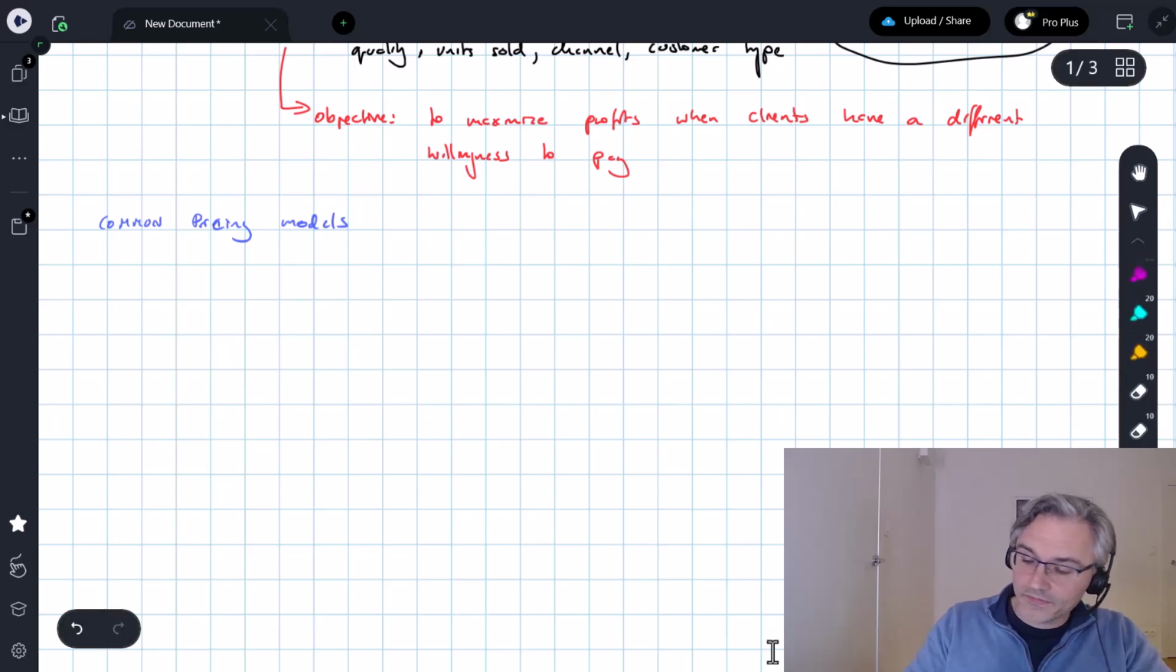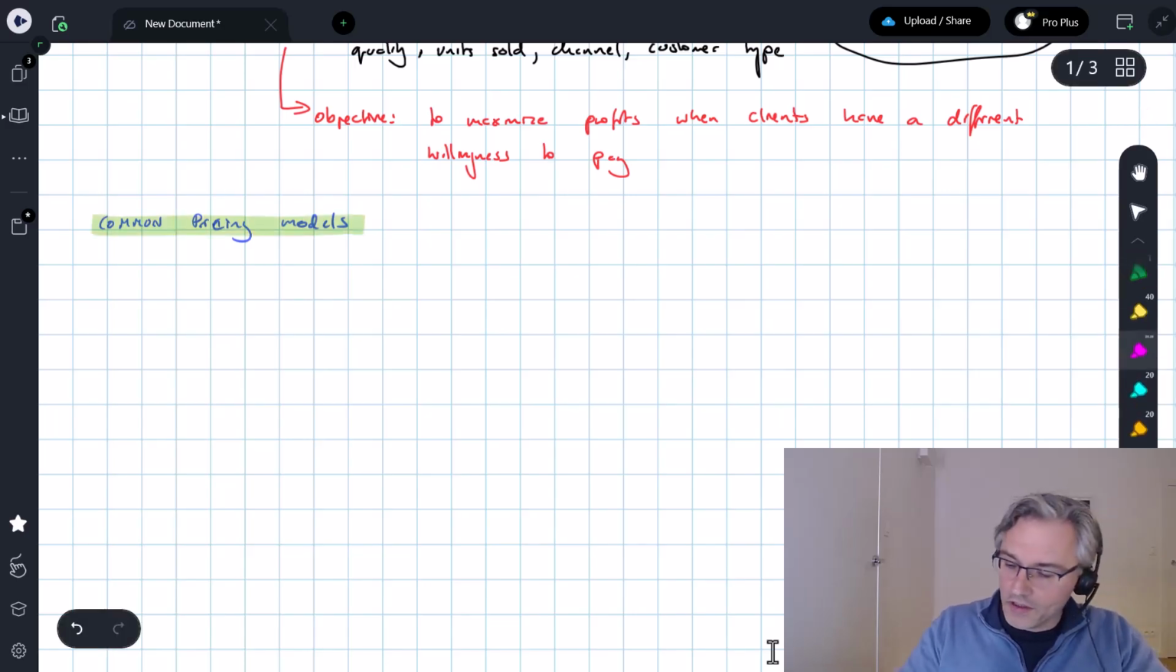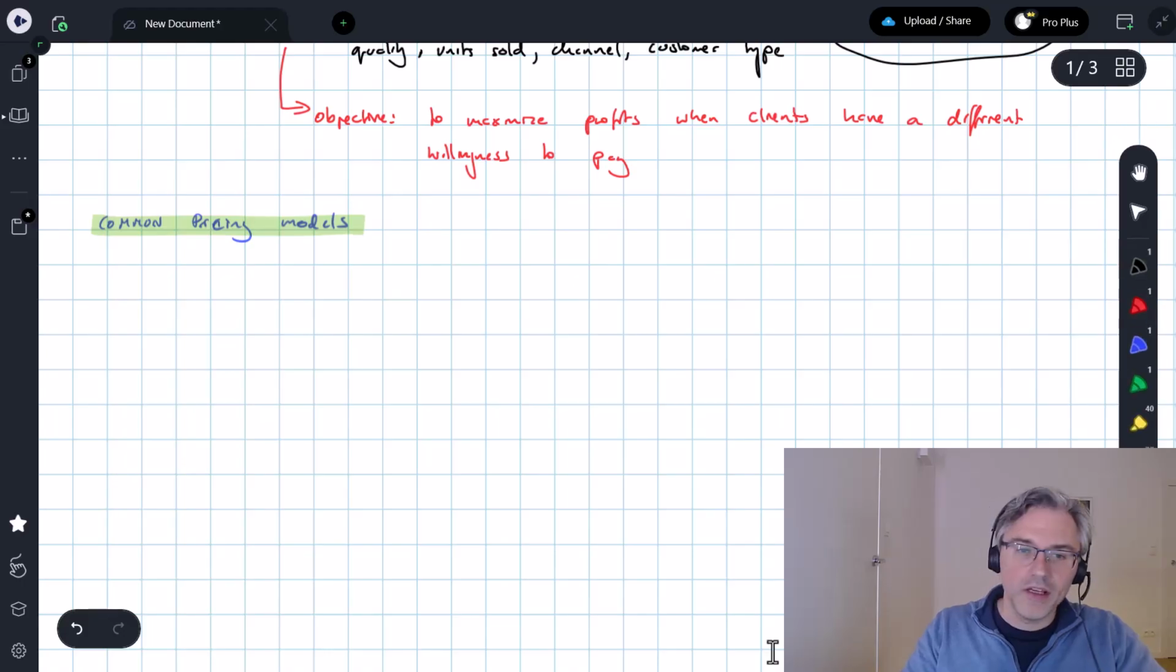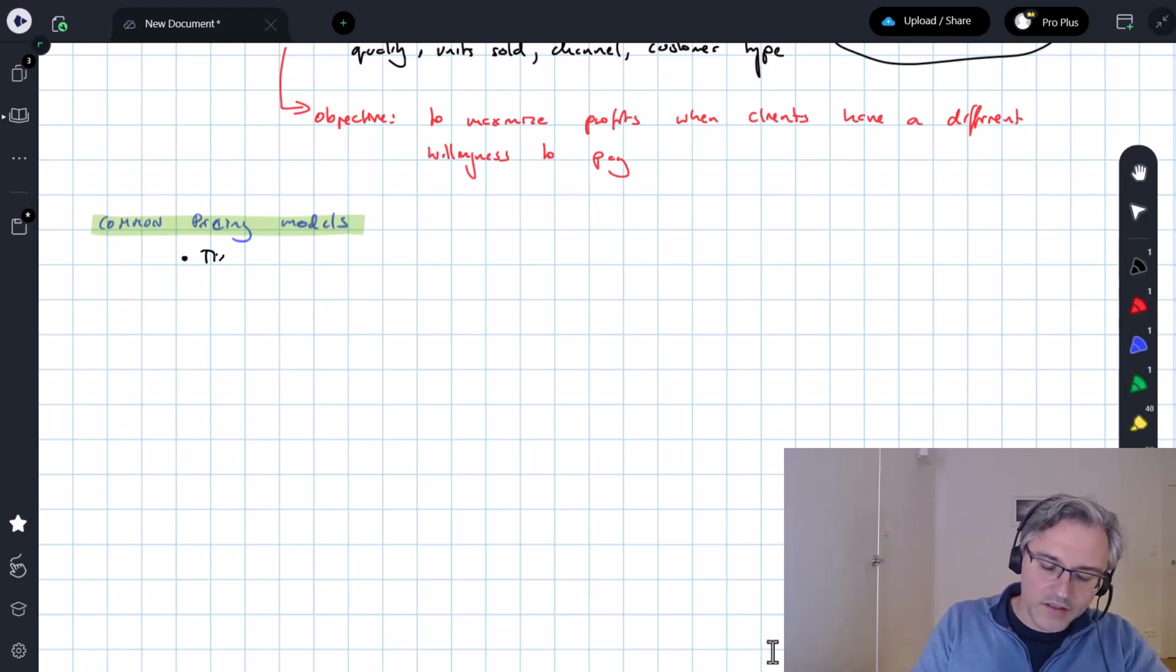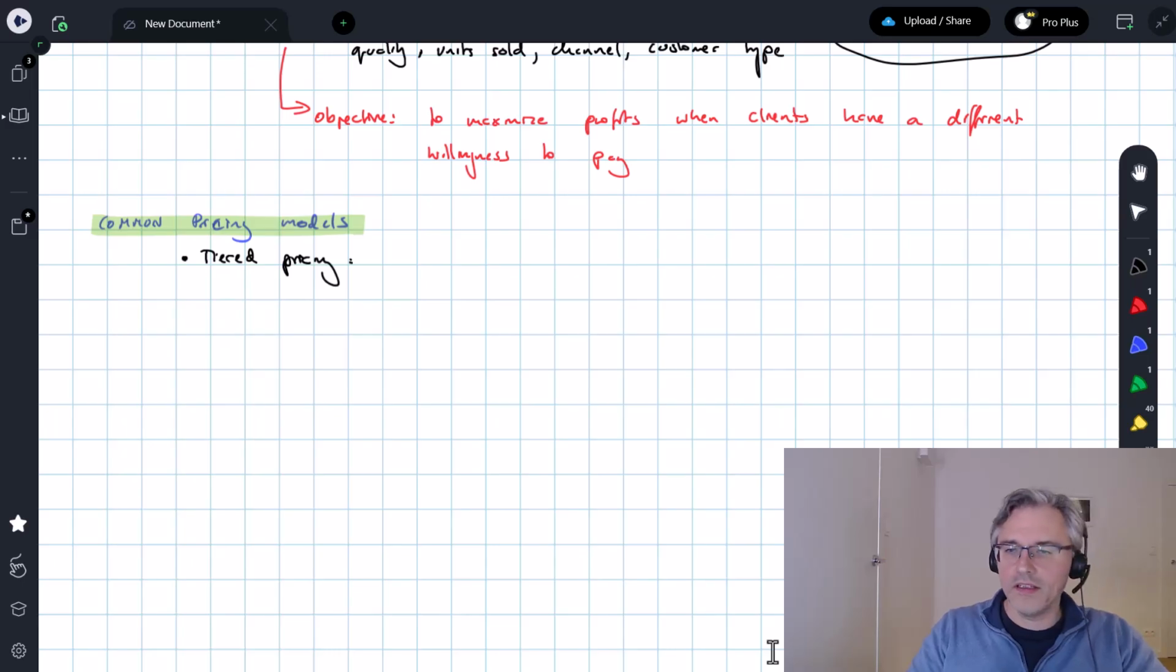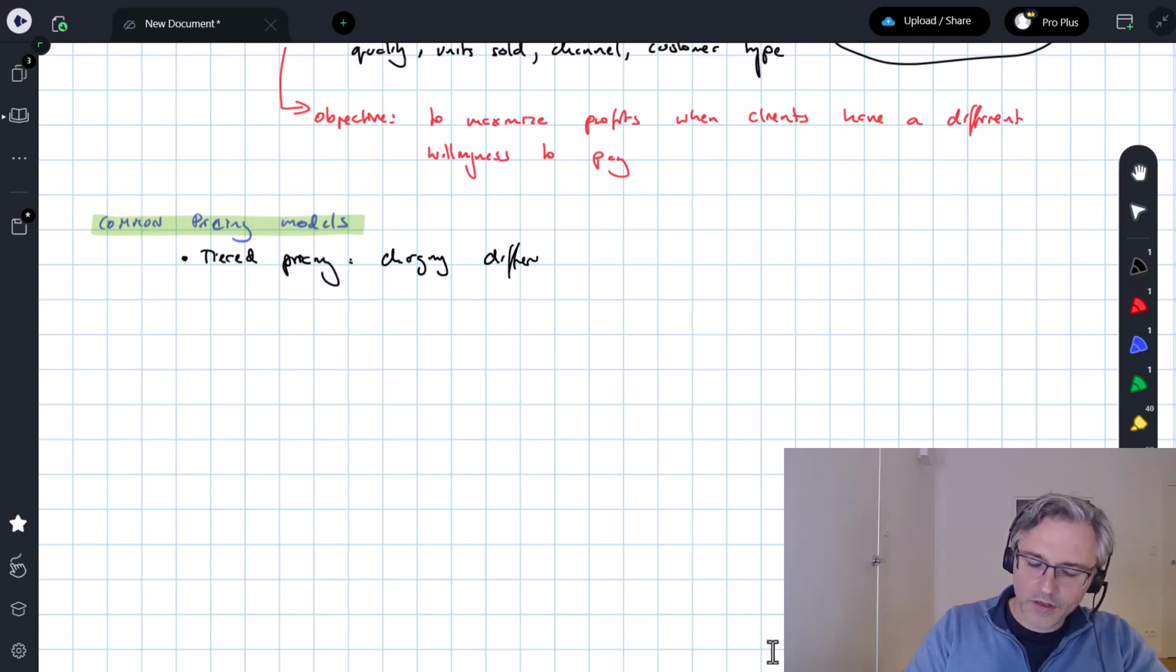Now, some common pricing models which your book talks about, and it's a good idea to at least roughly know what these are all about. First, tiered pricing. Tiered pricing is, in its most basic version, charging different prices to different buyers.